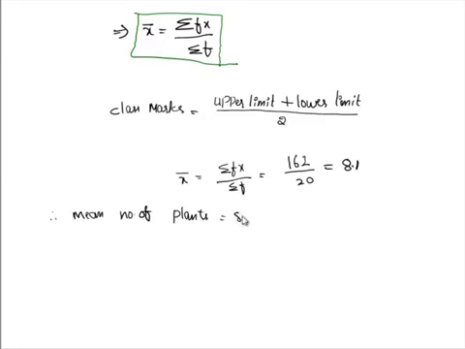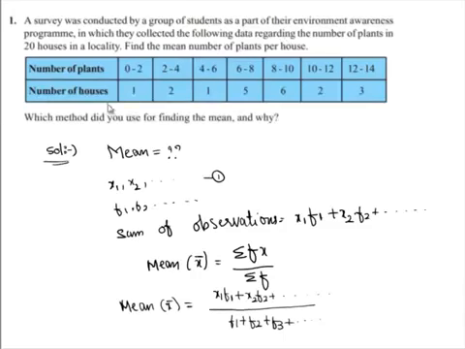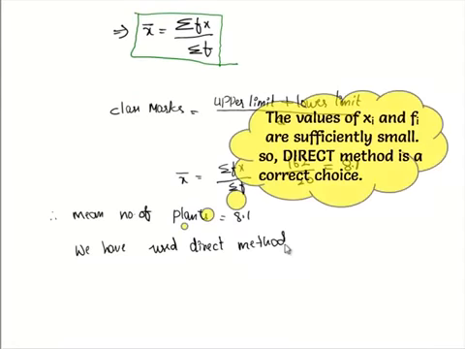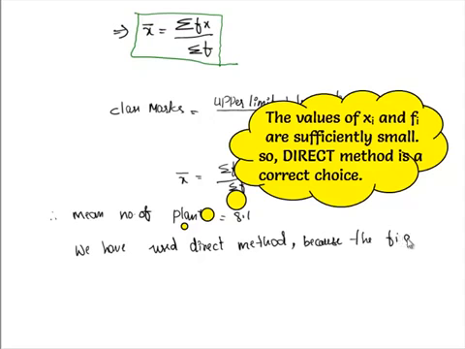is equal to 8.1. And they have also asked in the question which method did you use for finding the mean and why? We have used direct method to solve this problem because the values, that is frequency and the class marks, were small and they were easy for calculations.